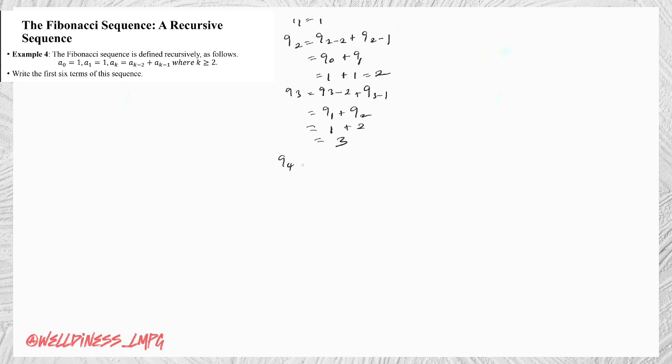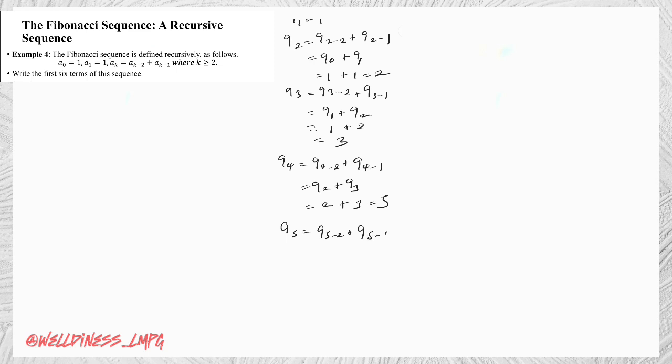So for us to get our A4, we are going to substitute 4 everywhere we see K. And once we do that, we are going to have A4 minus 2 plus A4 minus 1. And we know that 4 minus 2 is going to give us 2. So A4 minus 2 will give you A2, and A4 minus 1 will give you A3. So A2, we know we arrived at 2 as our answer, and we arrived at 3 as our answer for A3. So 2 plus 3 will give you 5.